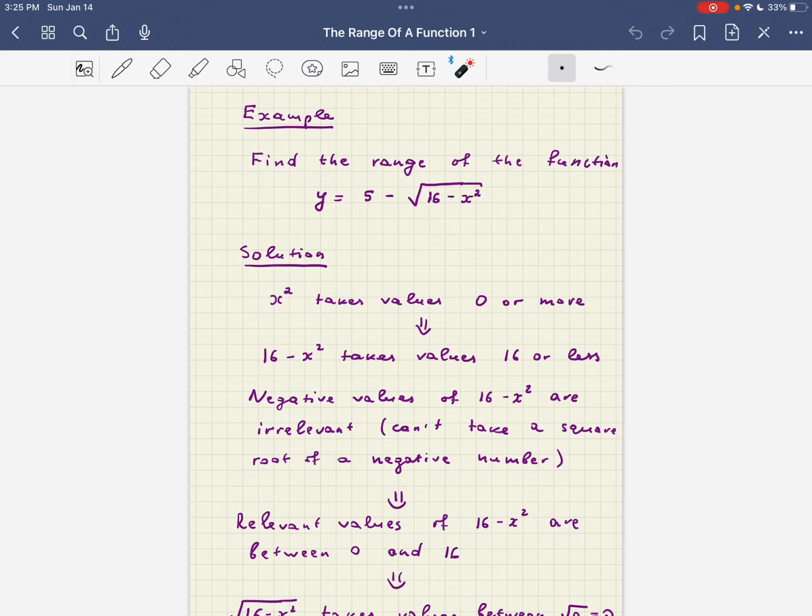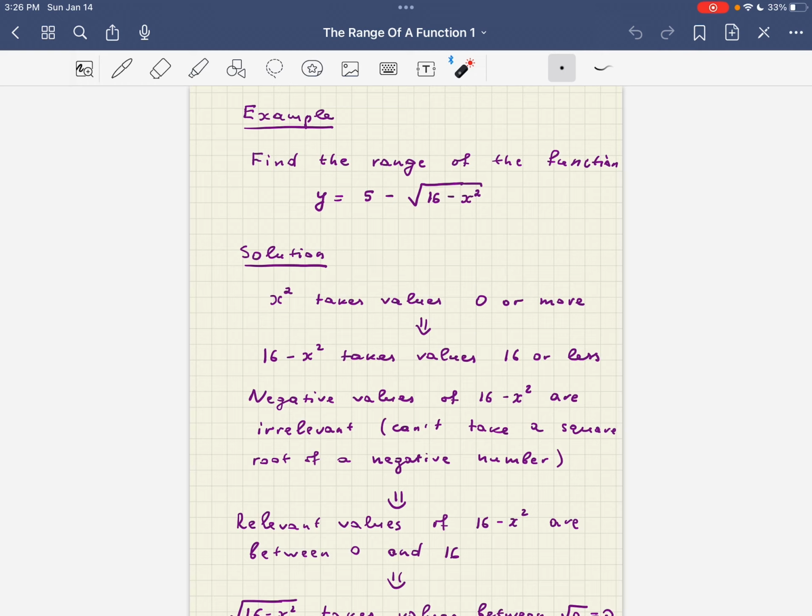Next, we think about the possible values of the expression under the square root, which is 16 minus x squared. Since we just said that x squared takes values 0 or above, 16 minus x squared will take values 16 or less. Let's think about this. If x squared is positive, we're subtracting from 16 a positive number, and the result is going to be less than 16. If x is 0, x squared is also 0, and 16 minus 0 is going to give us 16. But the point is, 16 minus x squared cannot exceed 16.